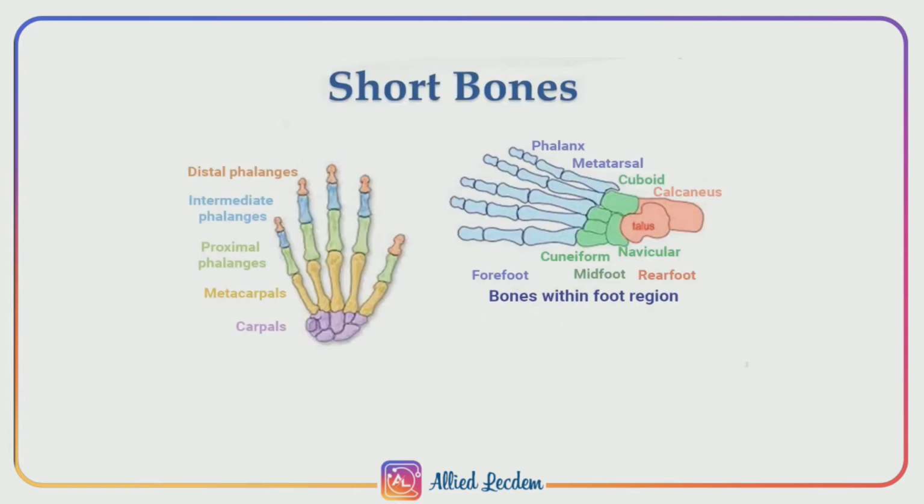Next is the short bones. Their shape is usually cuboid, like a cube, or scaphoid, boat shaped. Examples for short bones are tarsal and carpal bones. These are pierced by blood vessels.